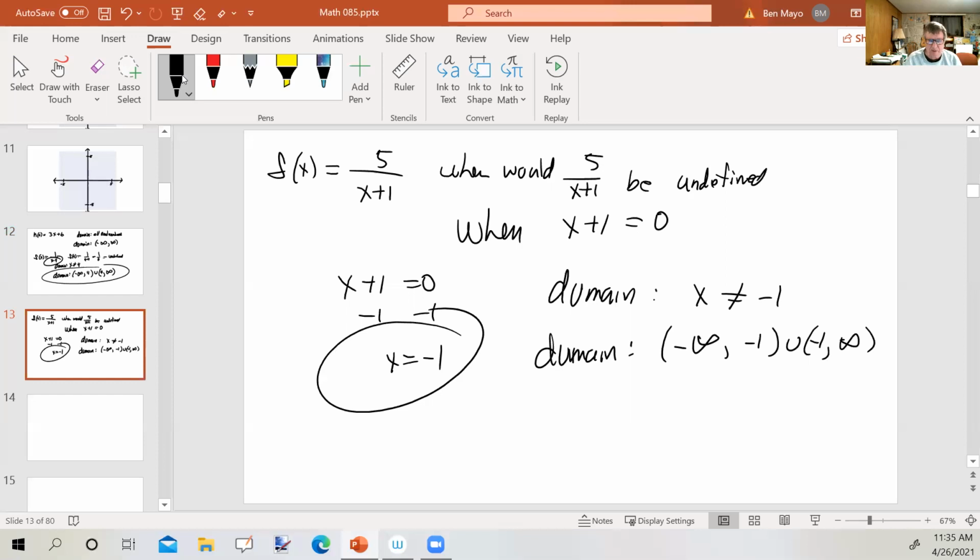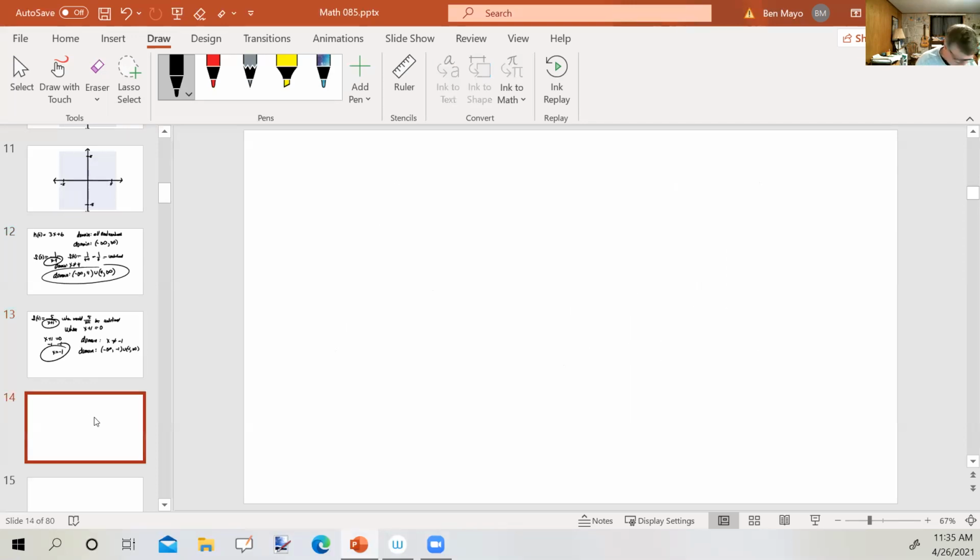So if it's not easy to see what value or values of x would make the denominator 0, take the denominator, set it equal to 0, and then solve it to determine that. Okay, how about this one?